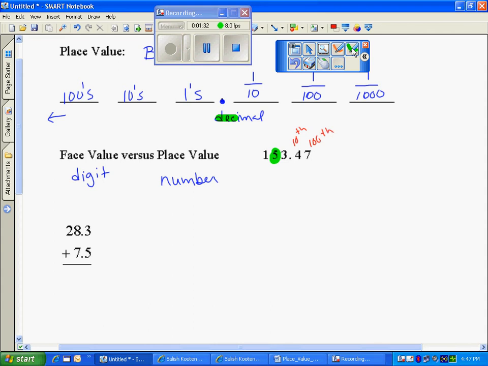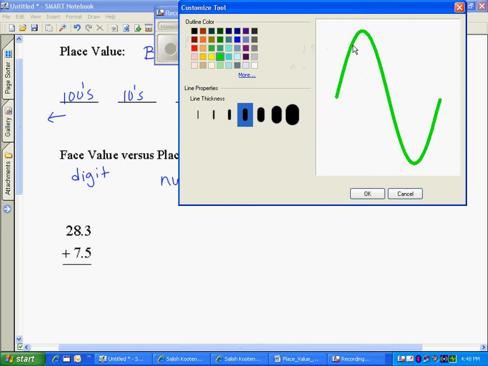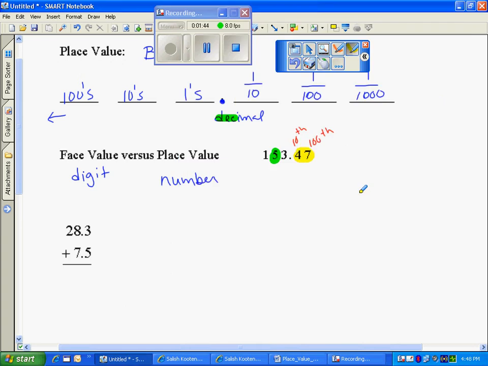So when we read this number, we read it 153 and 47/100ths. To read the number after the decimal, you look at the entire number, the 47, and you look at what position it sits in. It sits in the hundredth, so we say 47/100ths.